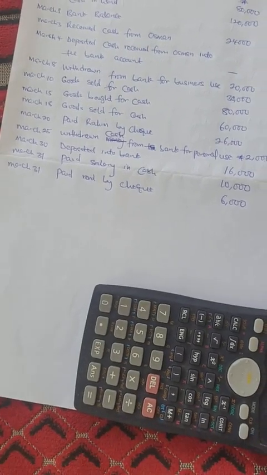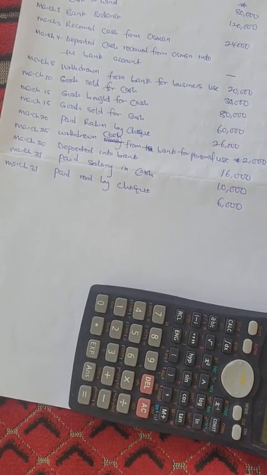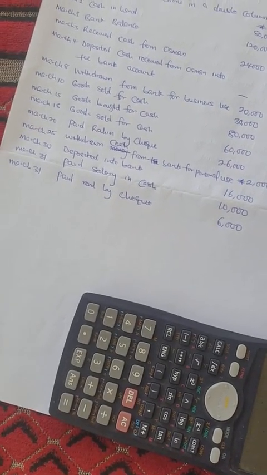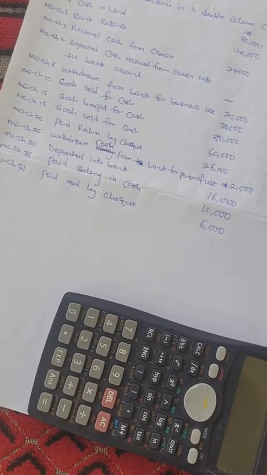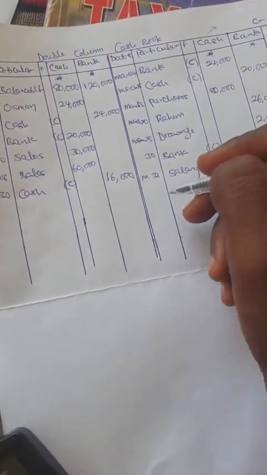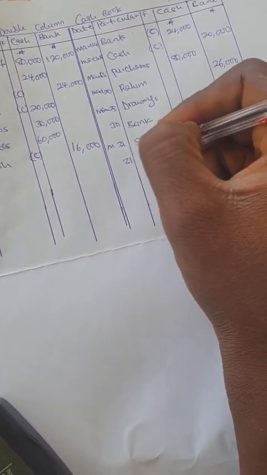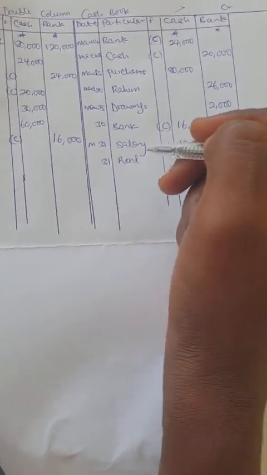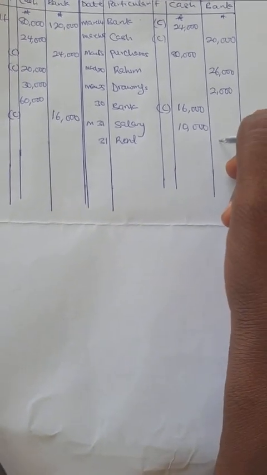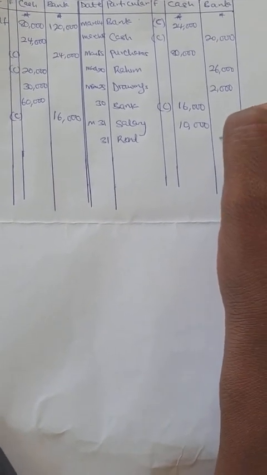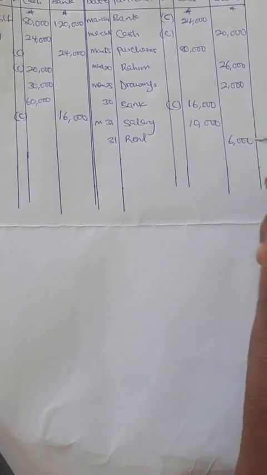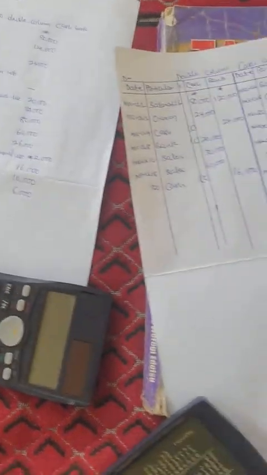So now the last transaction is paid rent by check, 6,000. Money is going out also by a check. So it's now bank under bank. So how do you cut? Okay, you write the date, 31st. What are we paying? We are paying for rent. Good. This one in this case is bank, not cash, 6,000. So we have entered the entry all.